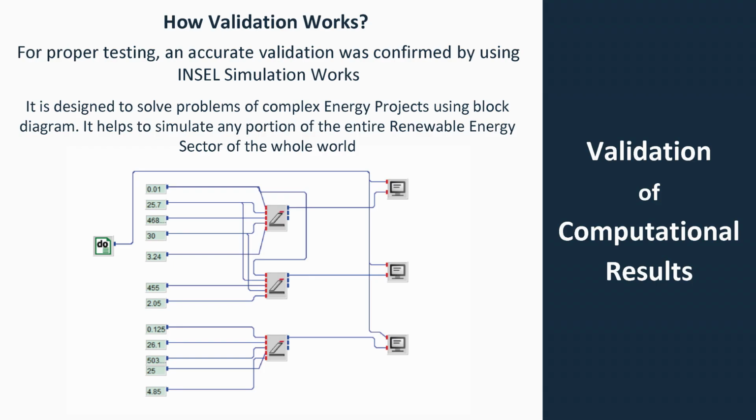Then we try to validate our computational results. So why is it necessary to validate the findings? It is required to find out the accuracy of our results based on other experimental work. For this purpose, we used INSAT simulation work. This software has a vast database regarding the renewable energy sources throughout the world. It has the ability to simulate complex energy projects.